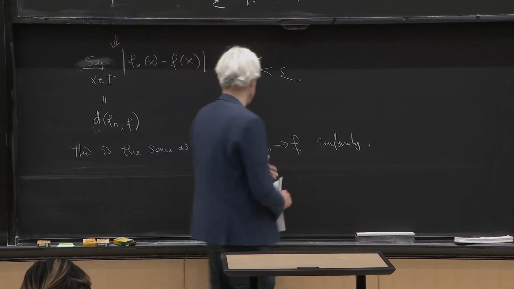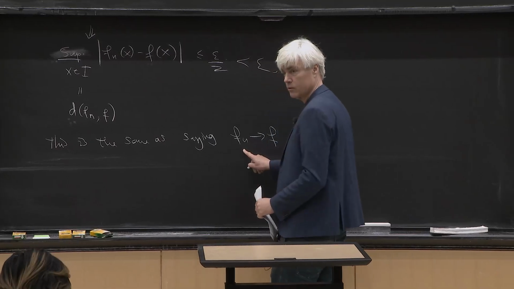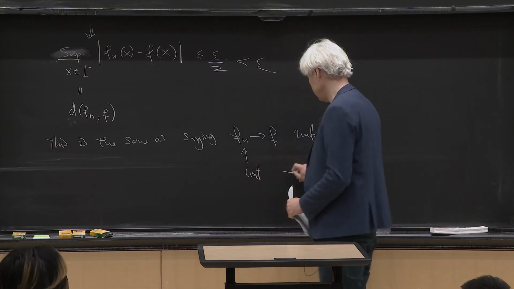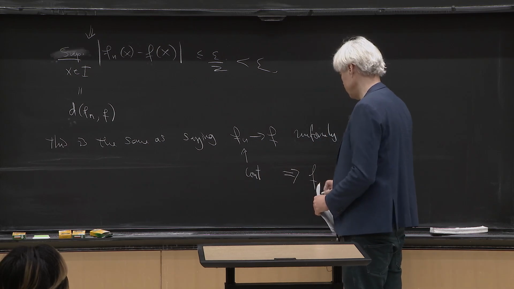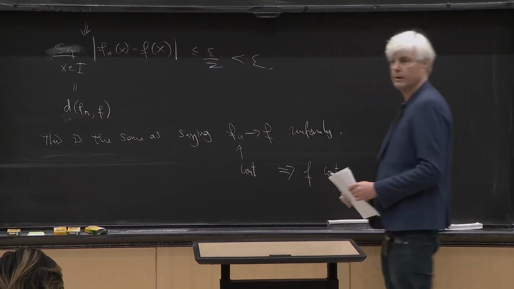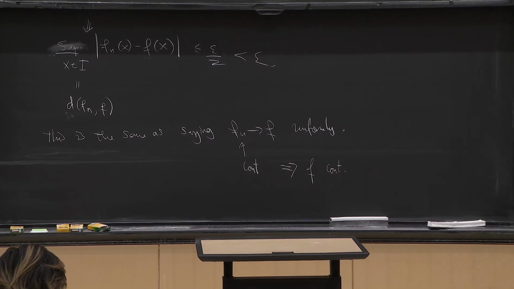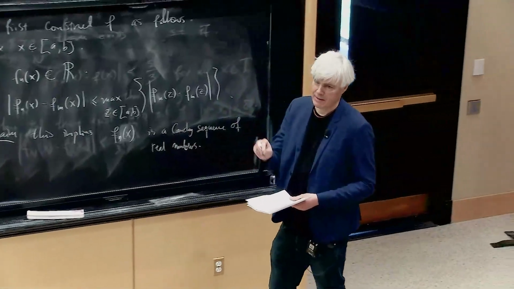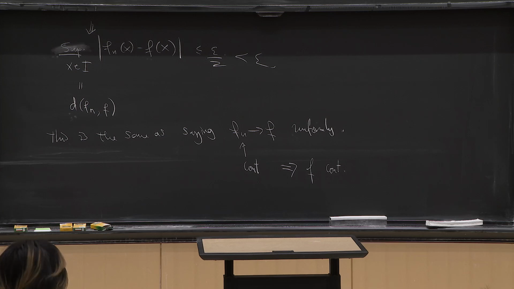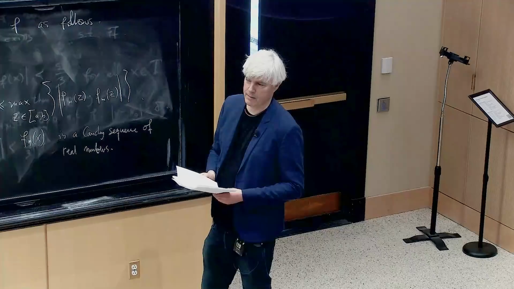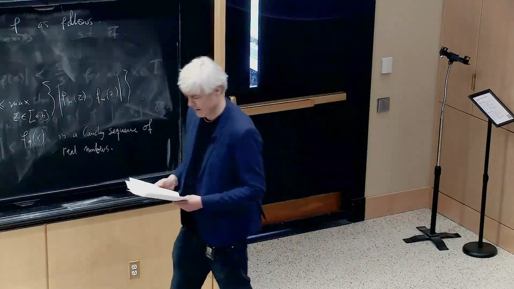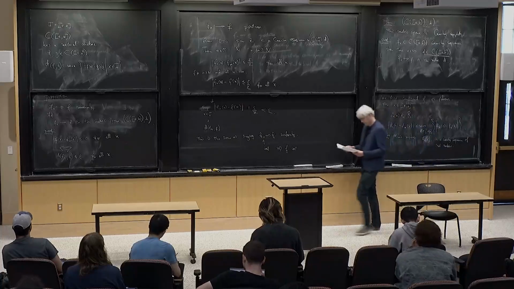But then, these guys here were continuous, right? So this implies that by this theorem we just proved, f is also continuous, right? And so now you have that the limit is indeed in the space, and we already proved here that the convergence to this limit is uniform, which means that it's in the metric. Okay.